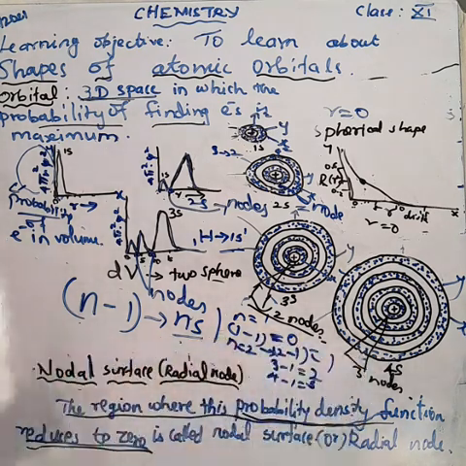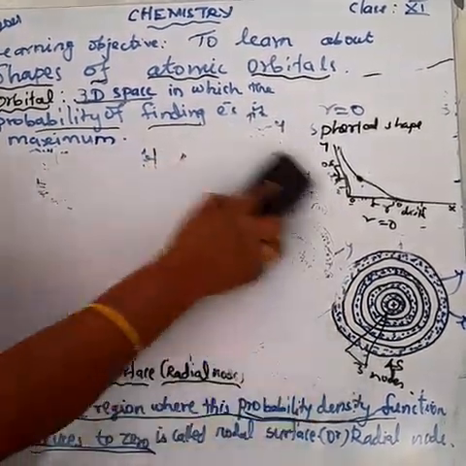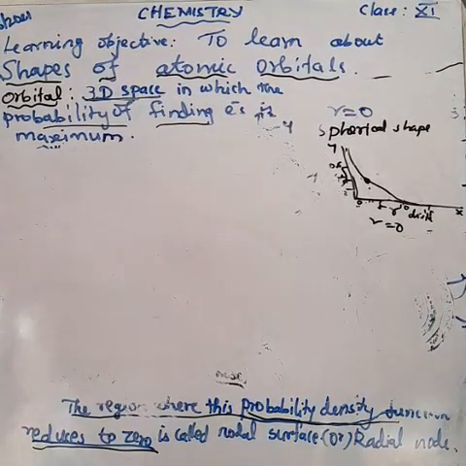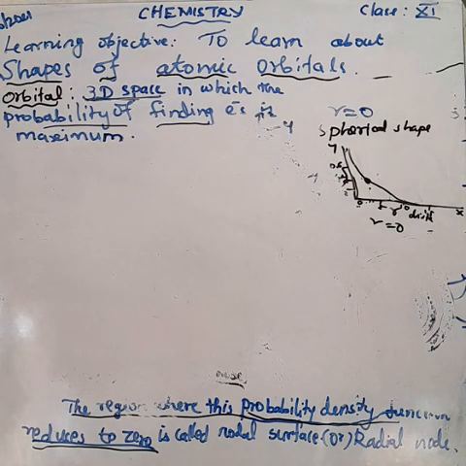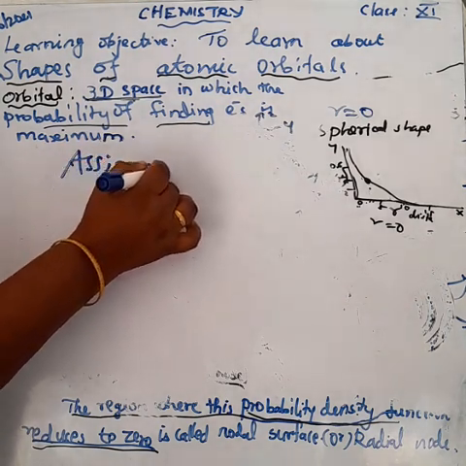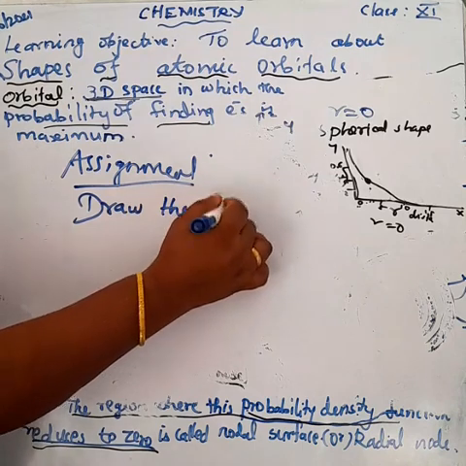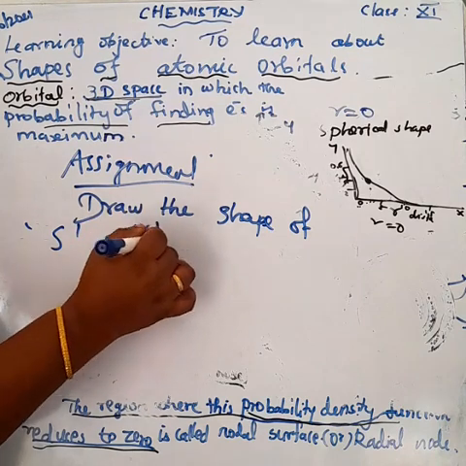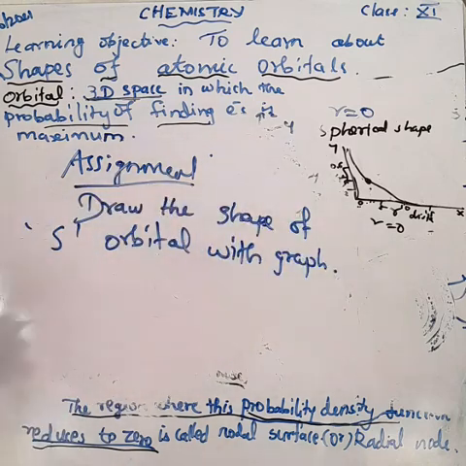Okay, if you have your book, take your book, page number 46, take it now. I will mark the questions now: how to draw the shape of the s orbital. Take your book now. So today's assignment: draw the shape of the s orbital with graph. Draw the shape of the s orbital with graph. Take your book now.